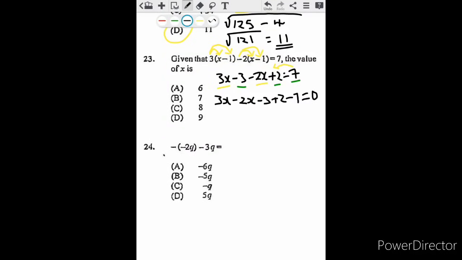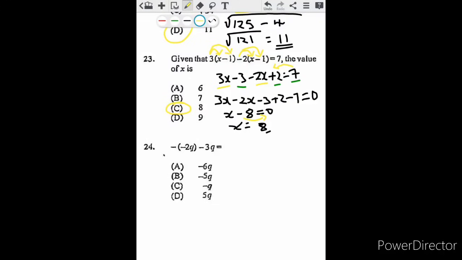Simplifying this now, 3x minus 2x would equal x. Minus 3 plus 2 is -1. Minus 7 is equal to -8. And that is equal to 0. And then x would be equal to 8 because we're going to take the 8 over the equal sign, and that makes it a +8. And that gives us our answer as C, which is 8.